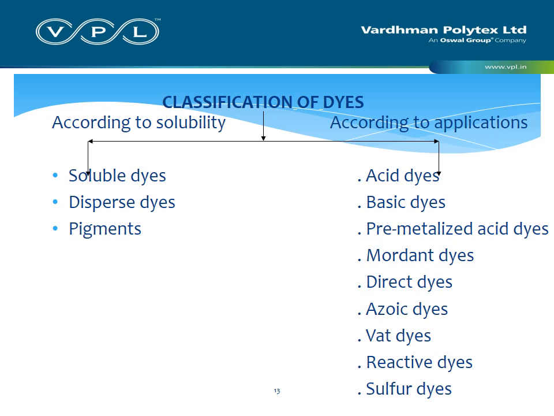Acid dyes. Acid dye is mainly used for protein fiber and polyamide. Basic dye is mainly used for acrylic. Pre-metallized acid dye is used for protein fiber. And the rest of the dyes are used for cellulose fiber.